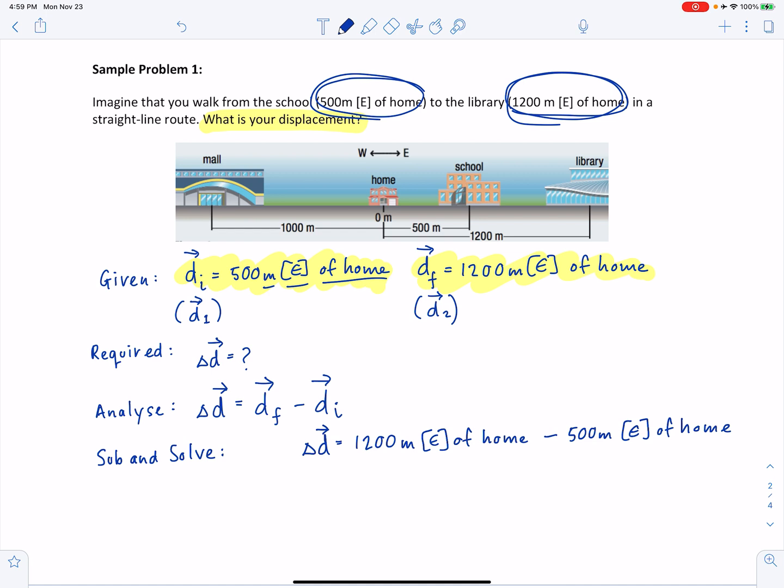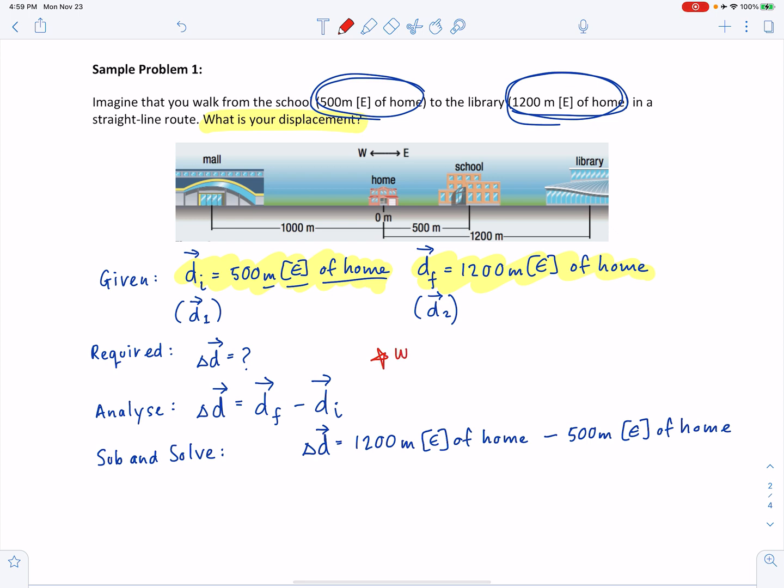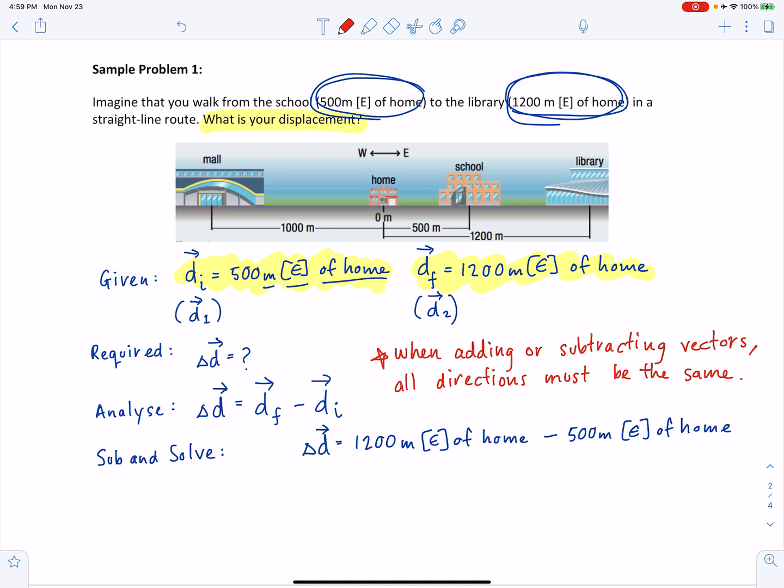So here we've set up an equation that looks like we're subtracting 1,200 meters east of home and 500 meters east of home. Whenever you are subtracting vectors, you need to know an important rule. When adding or subtracting vectors, all directions must be the same. And if they're not the same, I'll show you what to do.